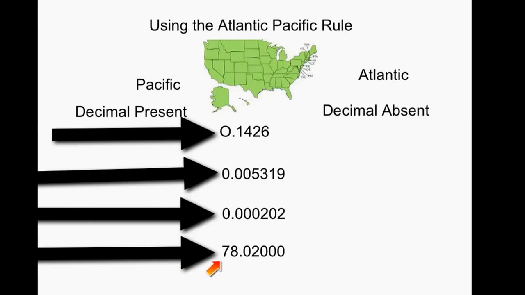In the last example, there is a decimal present. We start on the Pacific. We swim till we find a number not 0. That'd be right here. And we count all the rest. It doesn't matter what they are. You count all the rest. 1, 2, 3, 4, 5, 6, 7. So this number has 7 significant figures.